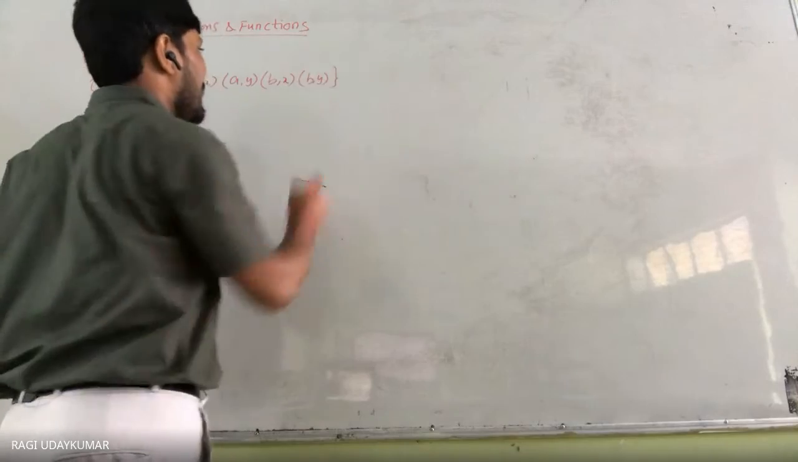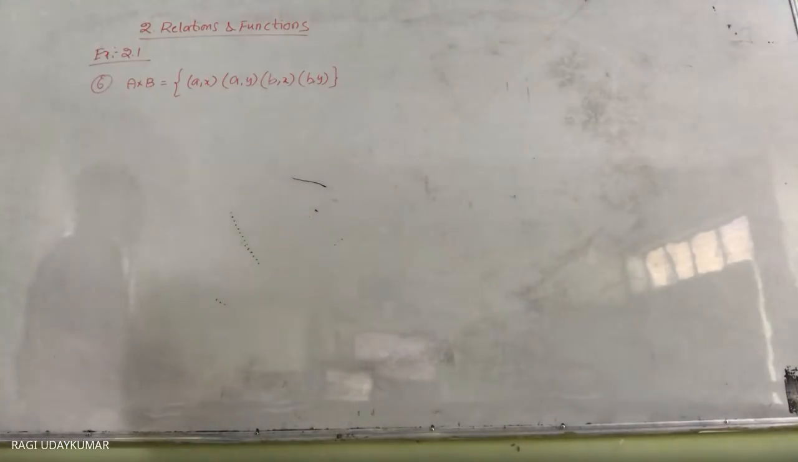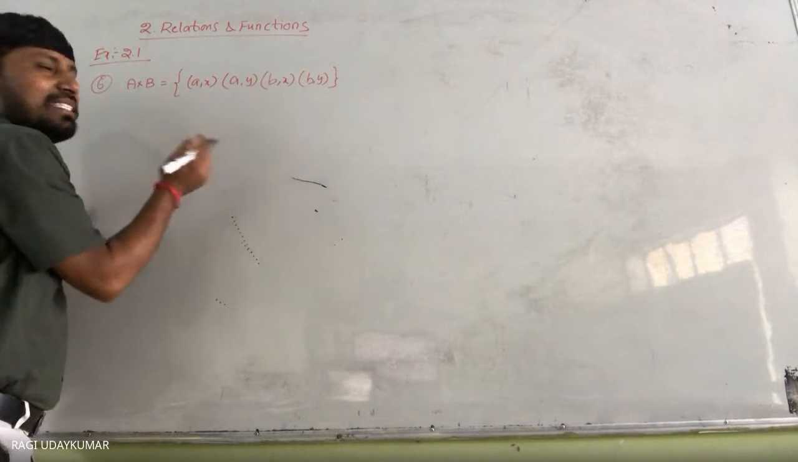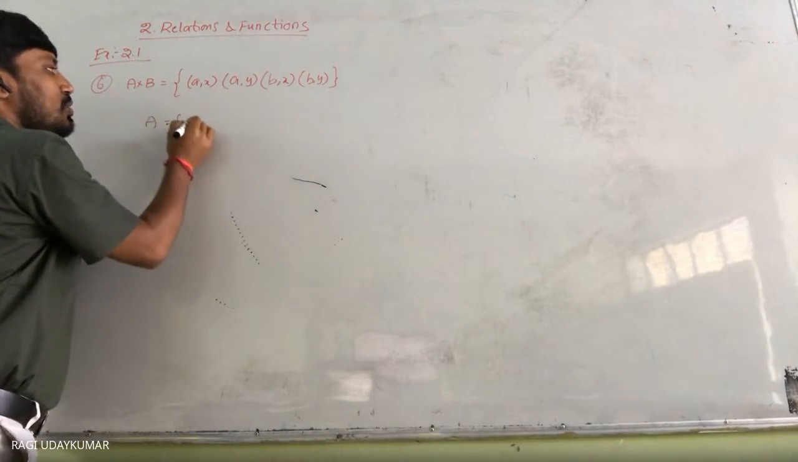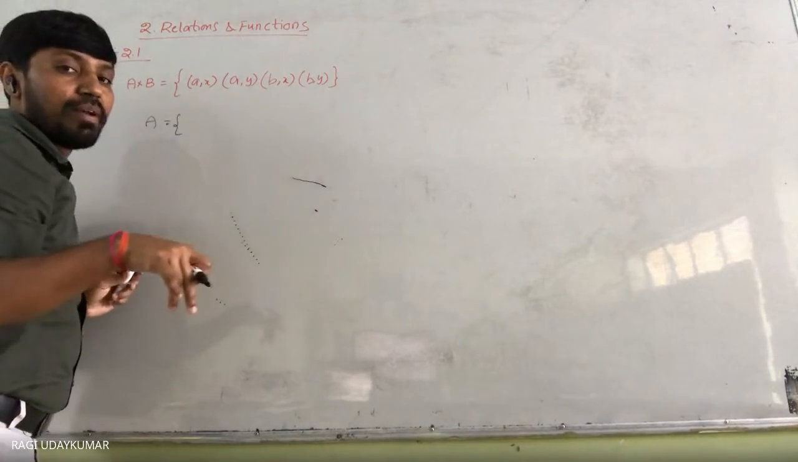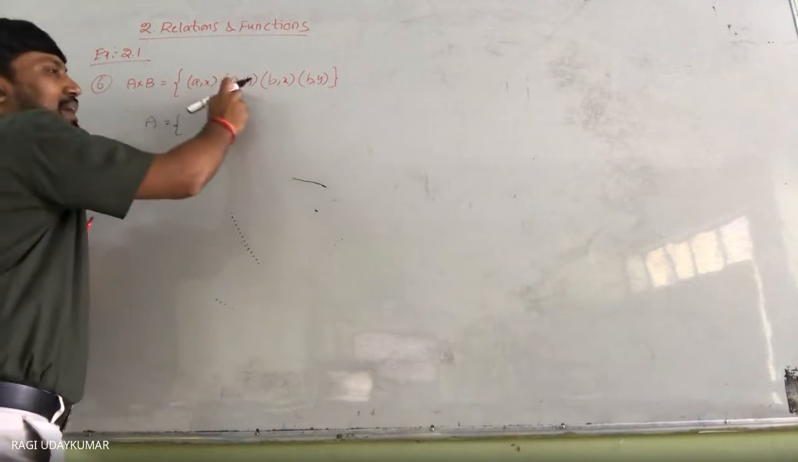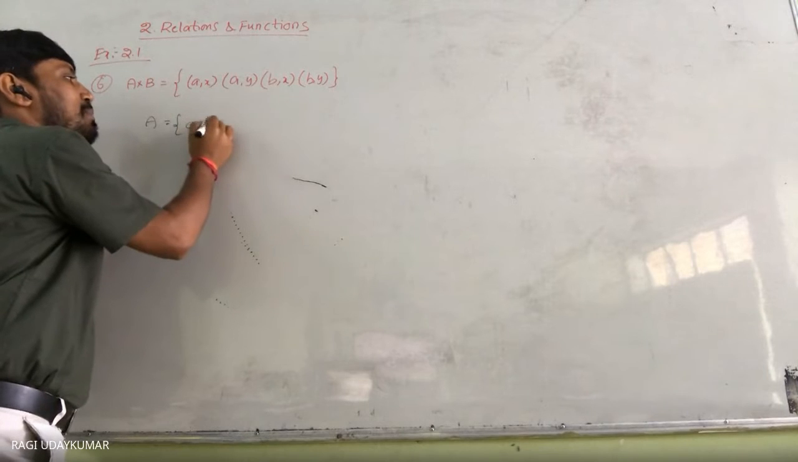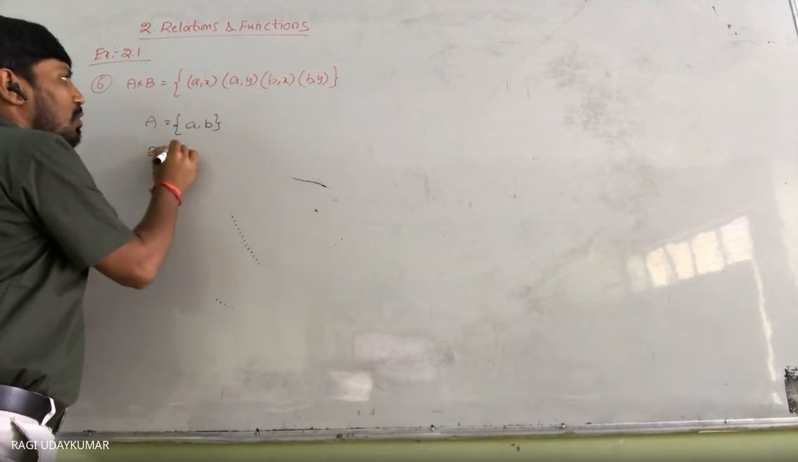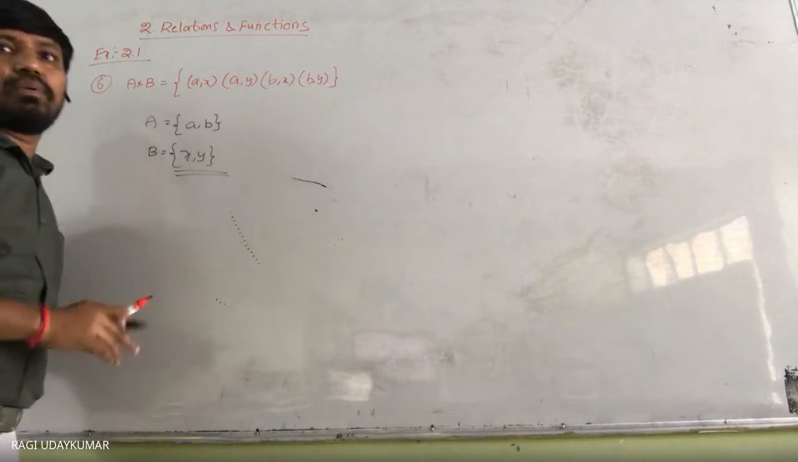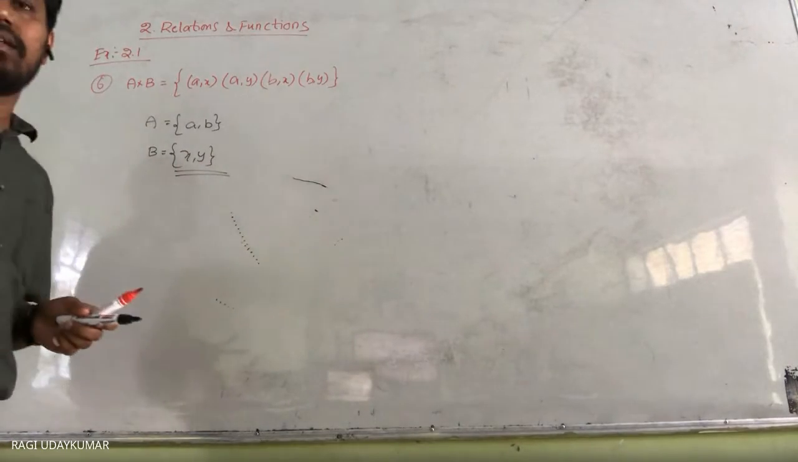So what is the question asking you to find out? Find A and B. All the first elements you write together, that is A. So A is equal to, you are not supposed to repeat. What is the set property? One element cannot be written more than once. So don't write A comma A, just A comma B. And what will set B be? X comma Y. That's all. Simple question, isn't it?